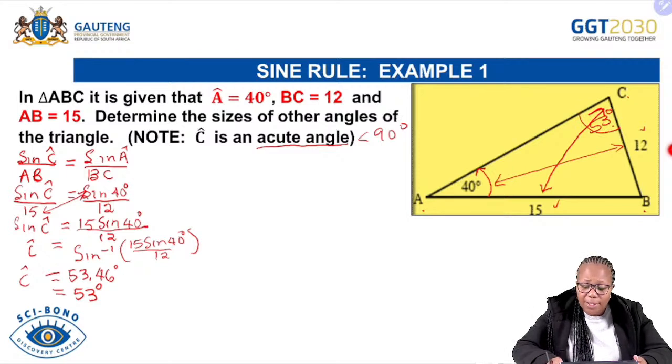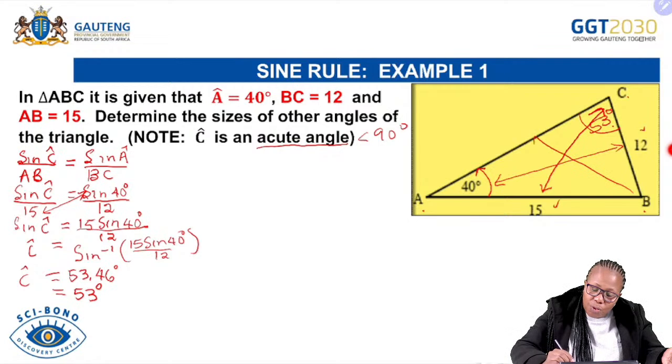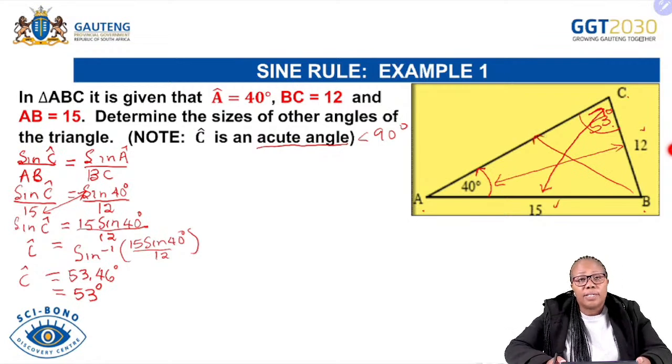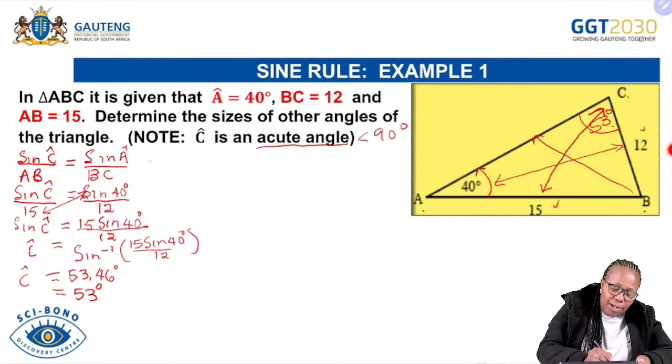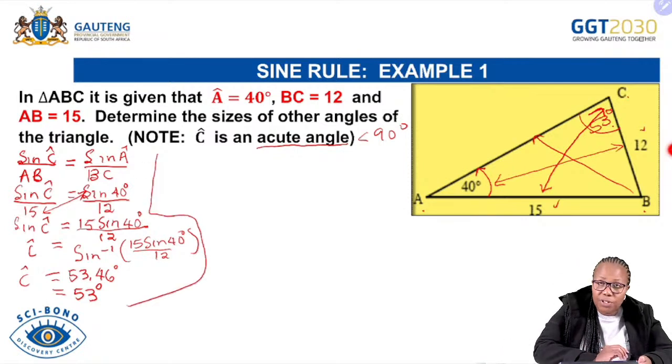Moving forward now, we are left with angle B. With angle B, grade 12, we know that if we are working with triangles, bring back your sum of angles of a triangle, which equals 180 degrees. Because we cannot use the sine rule with B. Why? Because we don't know the value of side AC, so you would have two unknowns. So to find the value of B, we are relying on the sum of angles of a triangle.